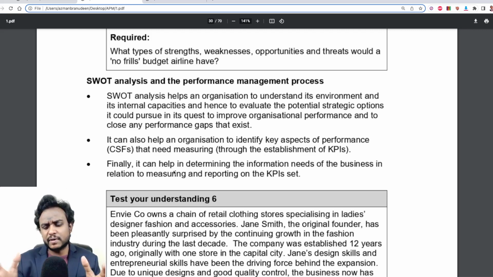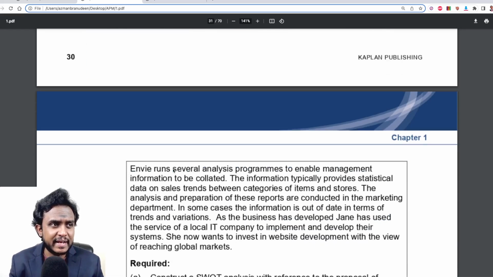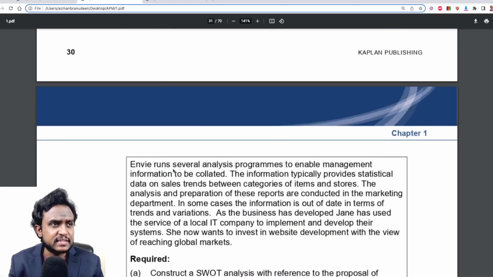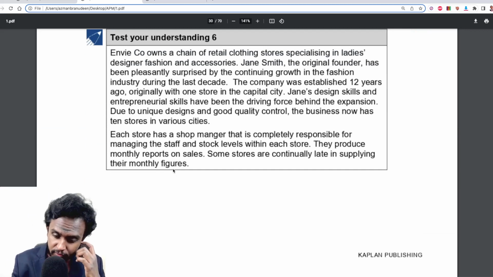The reality is that you can use SWOT freely. You can use it freely to do anything at all. And this exercise that you have, Test Your Understanding 6, I would definitely recommend you to take a look at it.